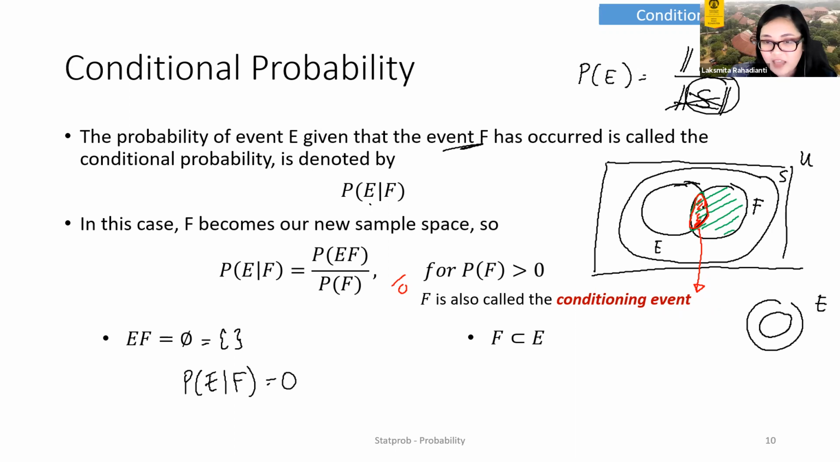and F is like that, for example, so imagine if I have the probability of E and F divided by the probability of F, and E and F is this area, PF is also the same area, then I would get equals to 1.